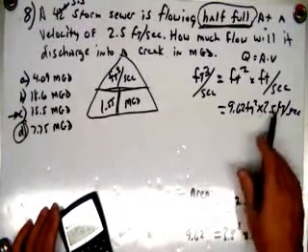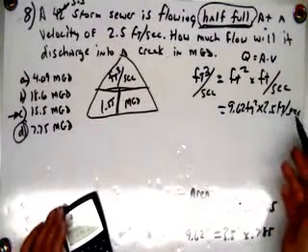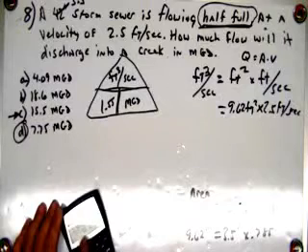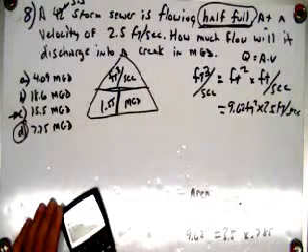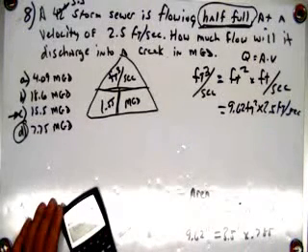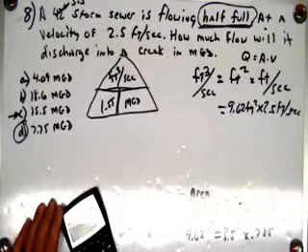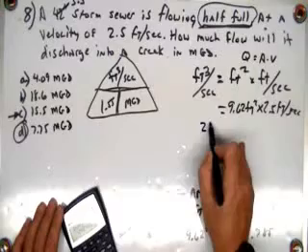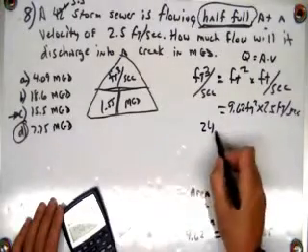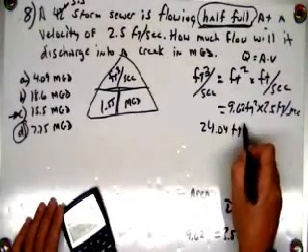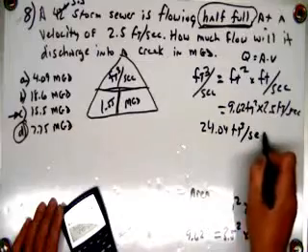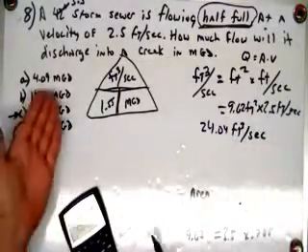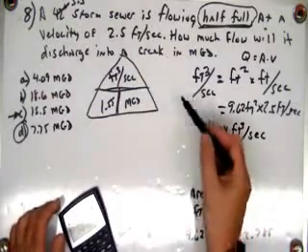So 9.62 times 2.5. I know I'm just saying the same things I wrote, but my writing is horrible, so I like to read it out loud so you can see what it is. So 9.62 times 2.5, and that's going to give me 24.04 cubic feet per second. So that's the volume, except they wanted MGD, so I'm going to come up here.